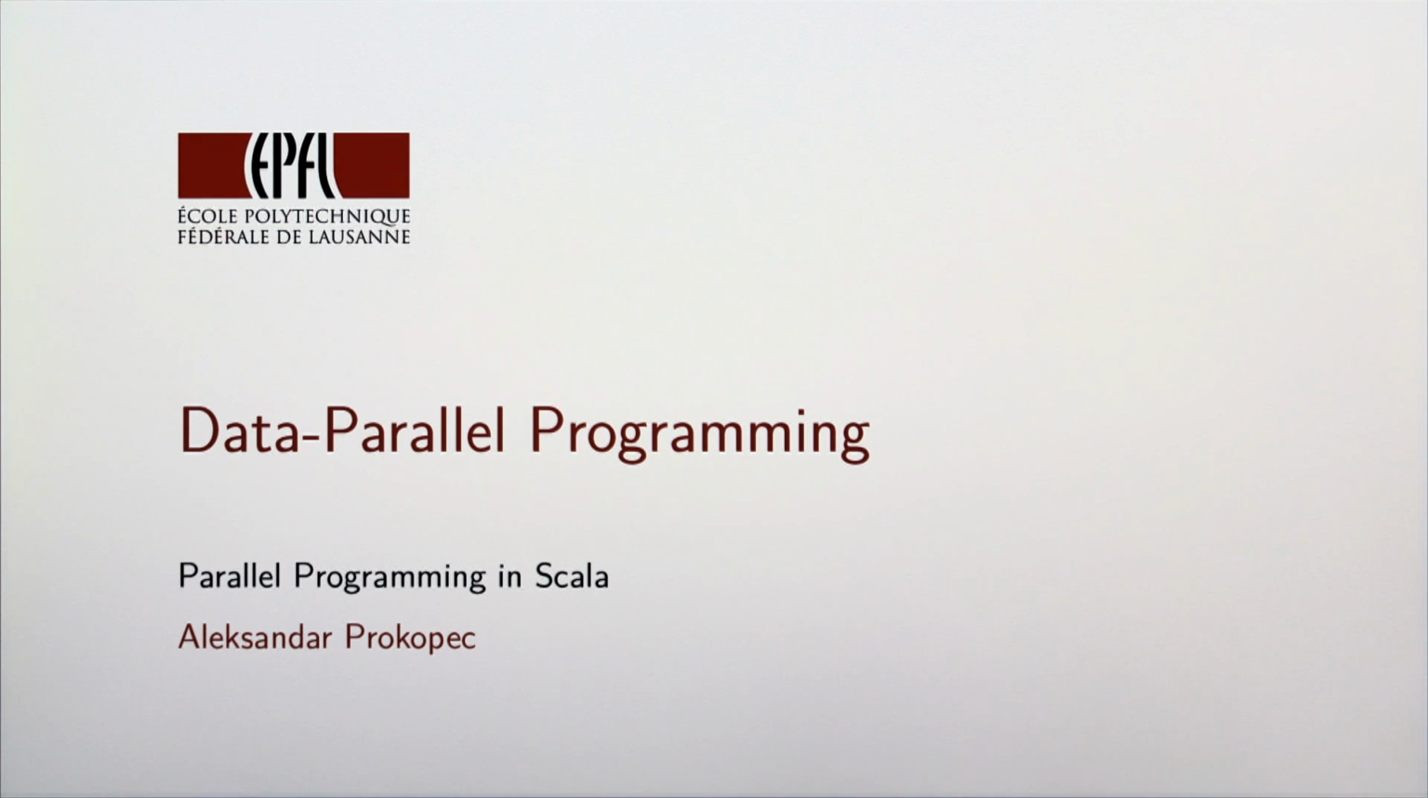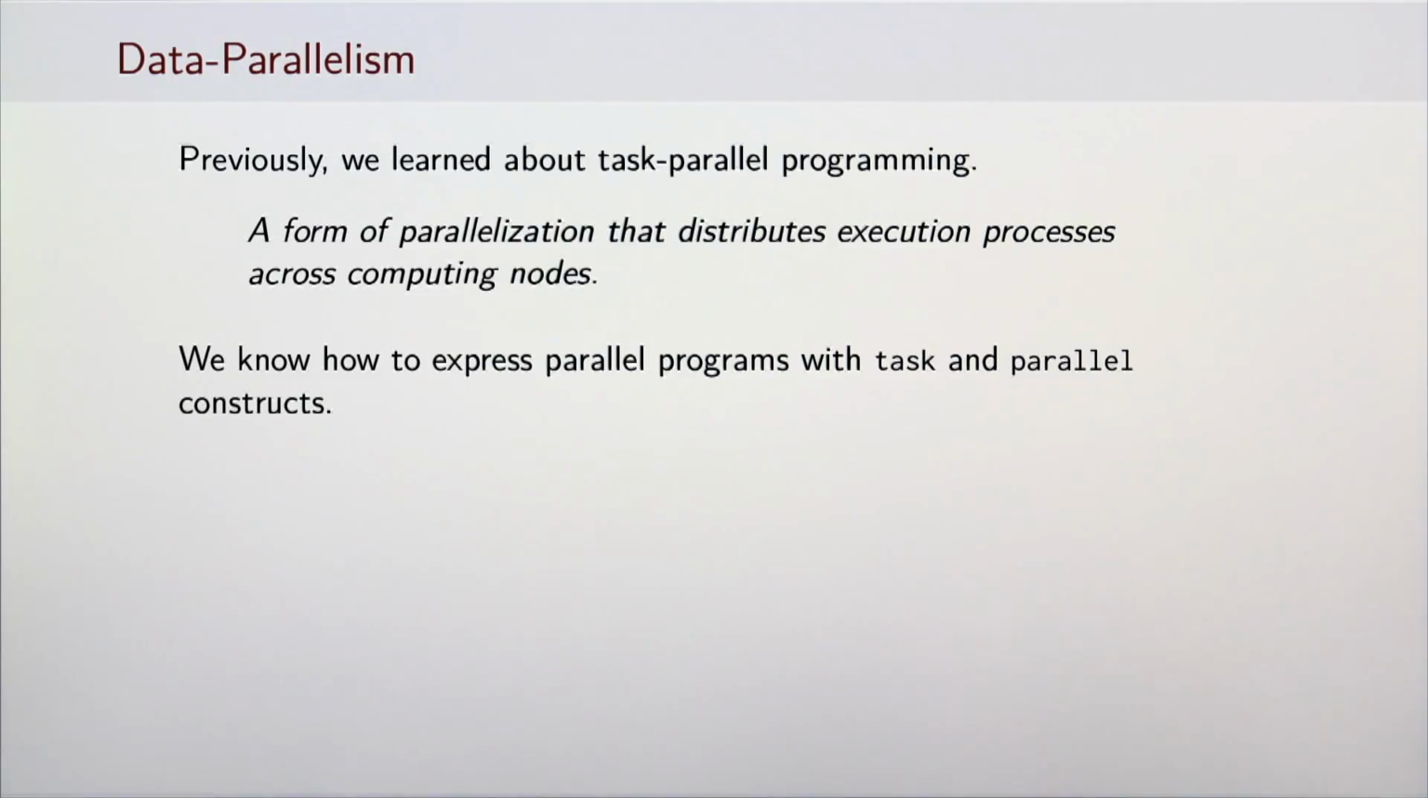In the previous weeks, we learned about task parallelism. In this week, we will study an alternative form of parallel computing called data parallelism. The central idea in task parallelism was to express parts of the computation that should proceed in parallel.